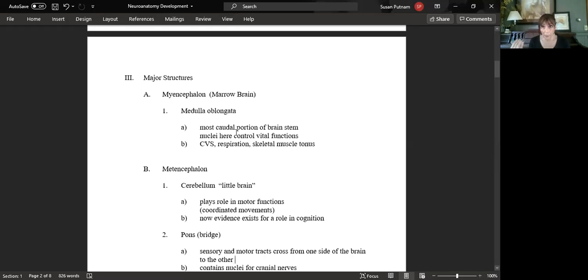And caudal, remember when we did directions, that's towards the tail. So that means it's the bottom portion of your brainstem as we stand erect. There are nuclei, and that's why I put in the special definitions, because you need to know that nuclei here means clusters of cell bodies. And these clusters of cell bodies, or nuclei, are essential for vital functions. And that includes operation of the cardiovascular system, respiration, even skeletal muscle tonus.